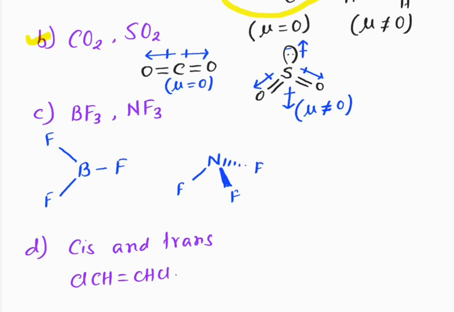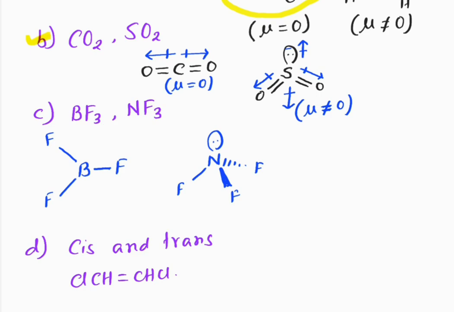This is the structure of NF3, with a lone pair of electrons on the nitrogen atom. Now in case of BF3, you see that BF3 is a symmetrical structure. Because why? Because you see that here all are B-F bonds, and since all are B-F bonds, the bond length will be equal.